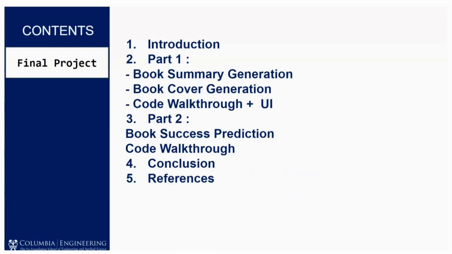Contents. Here are the contents of today's presentation. Firstly, I will introduce the AI Book Wizard to you. Then in part 1, I will be talking about book summary generation, book cover generation, all the models that were used for both these processes. Then I will give you a code walkthrough and also show you the UI. In part 2, Karvindan will talk about book success prediction. Then he will give you a code walkthrough, conclude the presentation, and cite the references that we have used in our project.